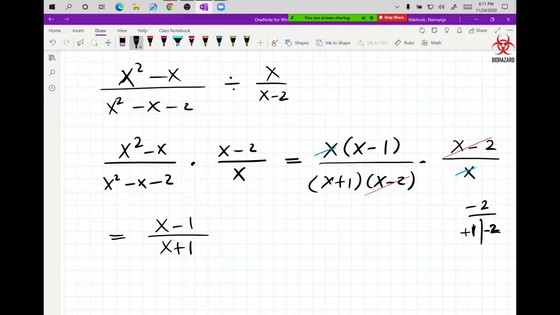And again, you can't cancel these at all. There's nothing you can do here because they are different numbers. See, if x is 10, then you have 9 over 11, and that doesn't cancel. So we have to be very careful on what we can and what we cannot cancel.